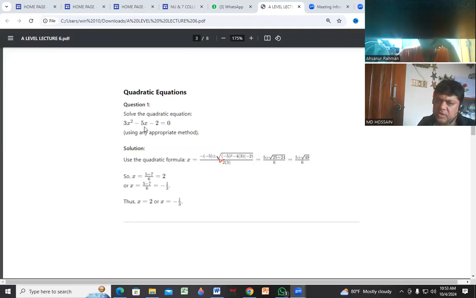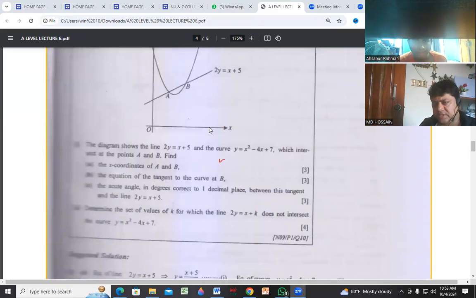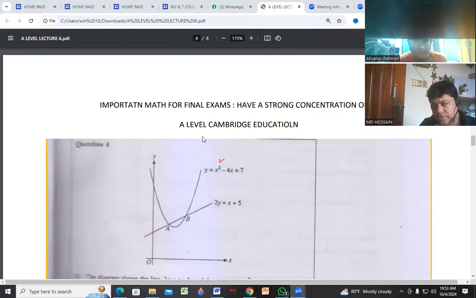This one, 3x squared minus 5x minus 2. Yes, sir. So do you know? Now our basic part is done. Now we are going to have the complicated part to solve regarding the quadratic equation.